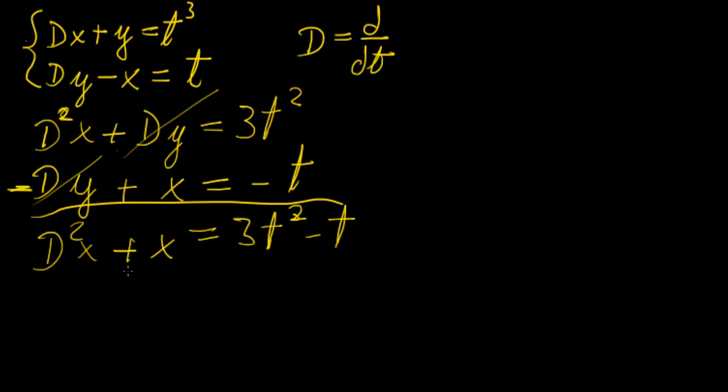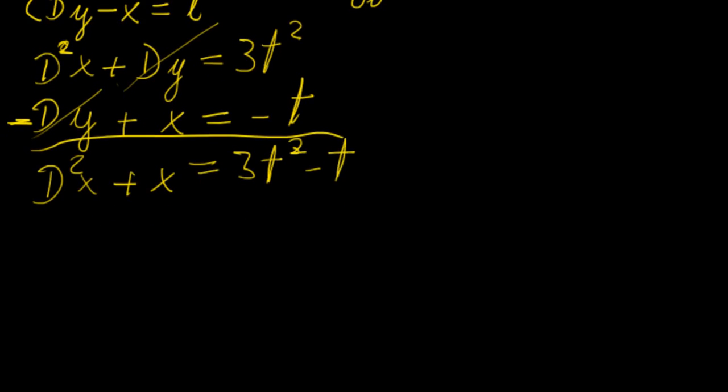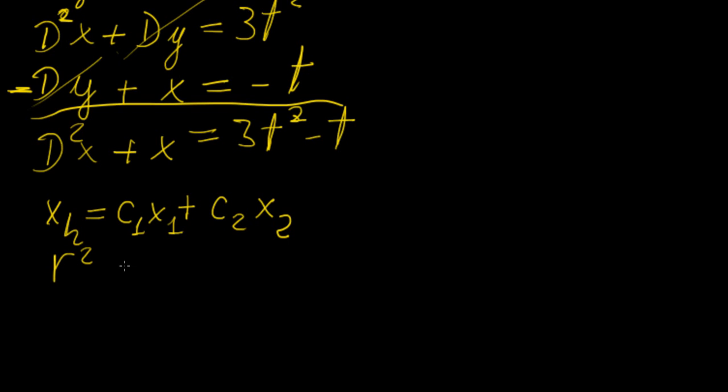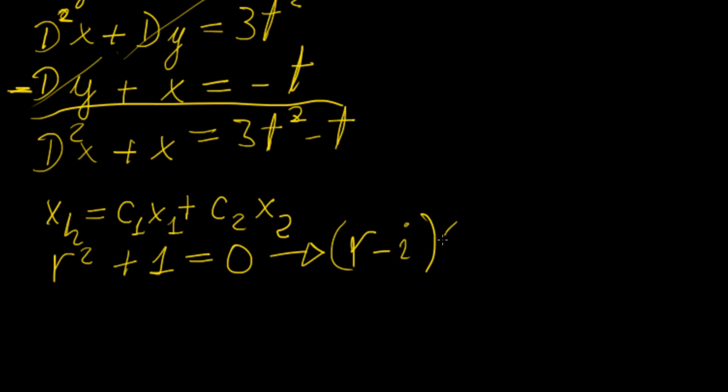So in order to solve it, what we're going to use is the method of undetermined coefficients that we have learned before. So the first part is obviously finding the homogeneous solution, which is going to have the form c1 x1 plus c2 x2. So sorry, it should be two solutions there. So we're going to find the characteristic equation of that. So that's going to be r squared plus 1 equal to 0. And this is going to lead to r minus i, r plus i equals 0.